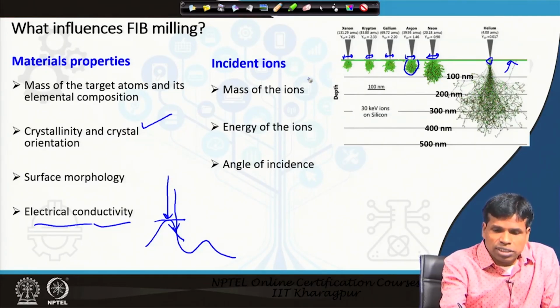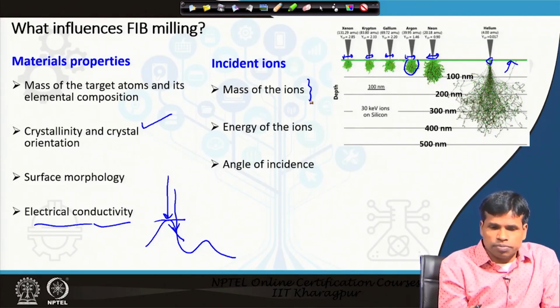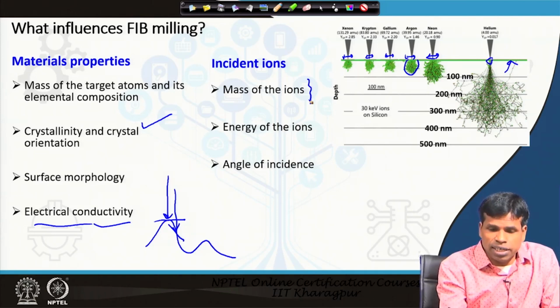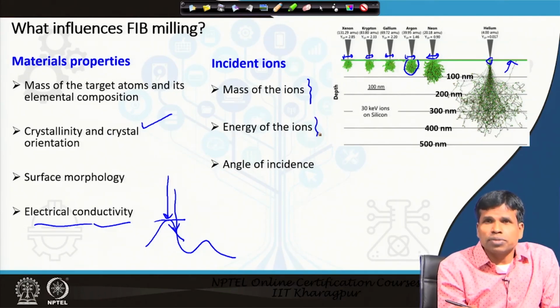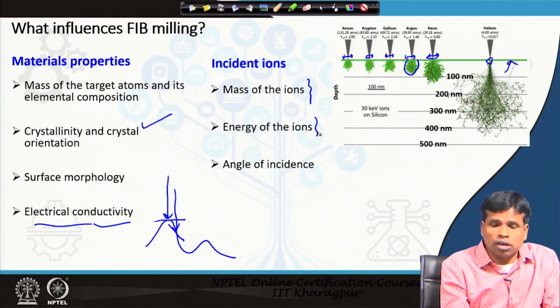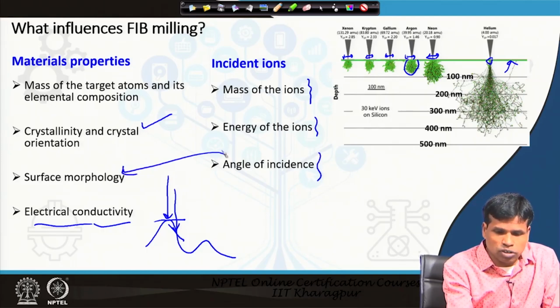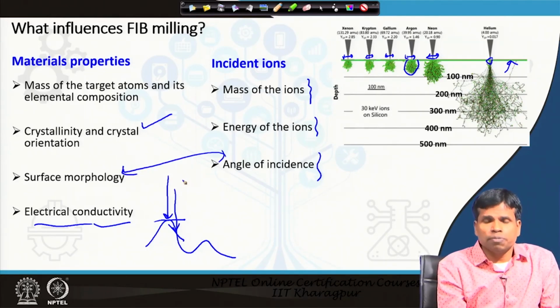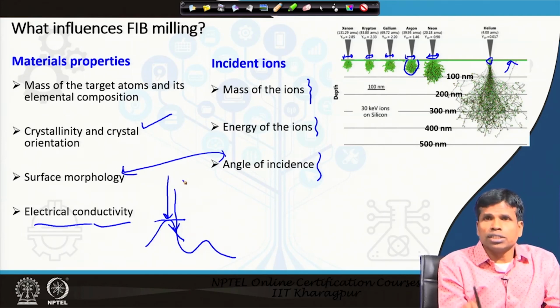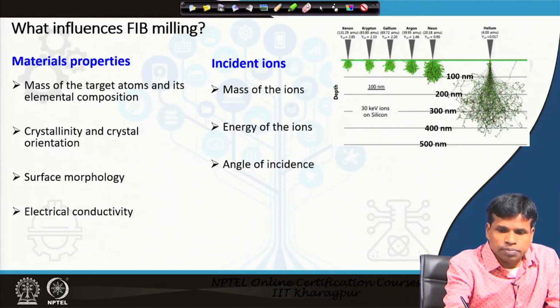About the incident ions, certainly if the mass of the ions is more, sputtering will occur or milling will occur more easily. Energy of the ions: as the energy of the ion increases, the sputtering yield and sputtering rate increase. Angle of incidence is nothing but the same thing, surface morphology. The angle between the incident ions and the sample surface, the tilt angle, also will influence the milling of this specimen.